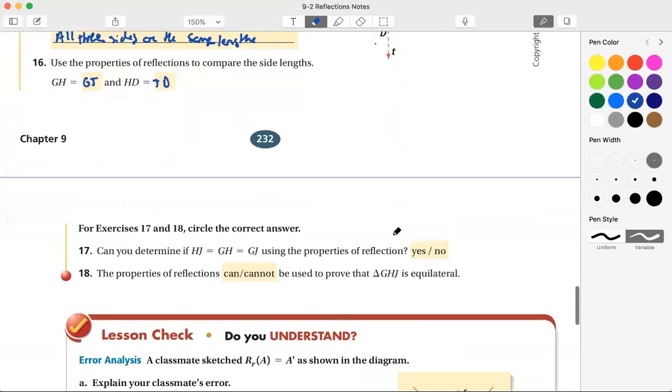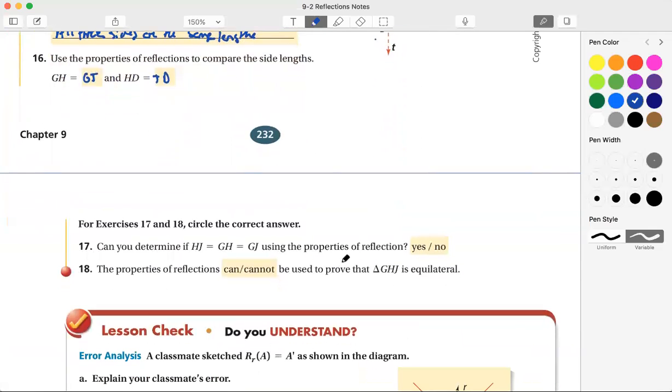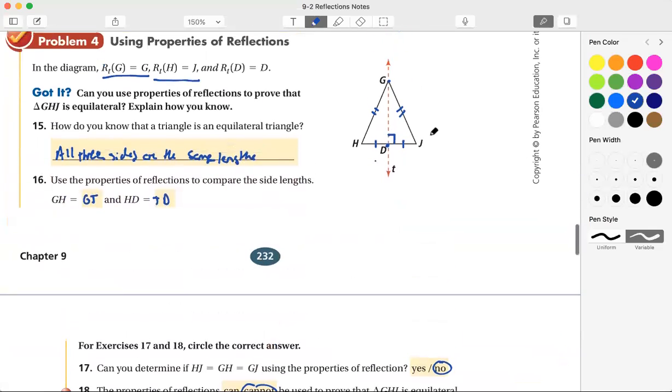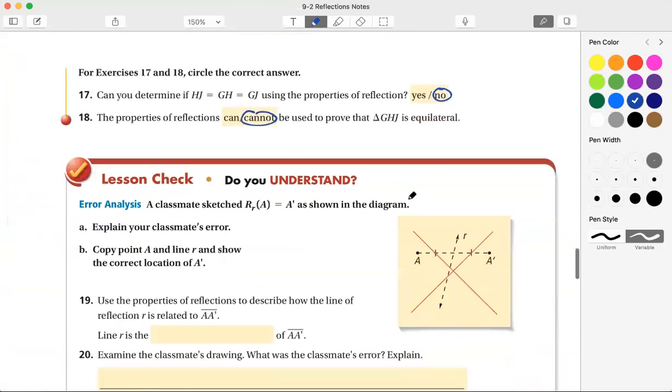Okay. So we need to prove that the lengths are equal using the following properties. Can I determine this using reflections? No. Can the properties of reflections be used to prove it's an equilateral triangle? It cannot. I don't have enough information. I might be able to prove it's isosceles. I have two congruent triangles. That's about it.